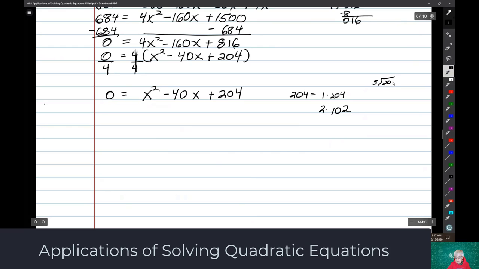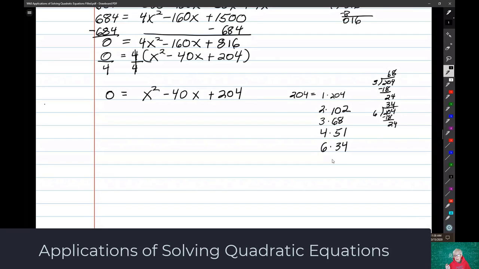3 into 204. It's going to go 6 times. 6 times 3 is 18. 20 minus 18 is 2. Bring down the 4. 3 does go into 24 8 times. So we'll have 3 times 68. And 4 times 51, 5, no, 6, I don't know, let's see, 6 into 204, 12, 18, 3 times 6 is 18, I have 6 times 34, yes. Tell me, did I make a mistake? No, you're good. I was just also doing it with you. I'm doing the math too.